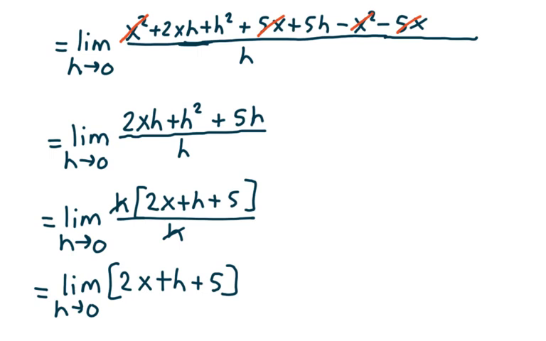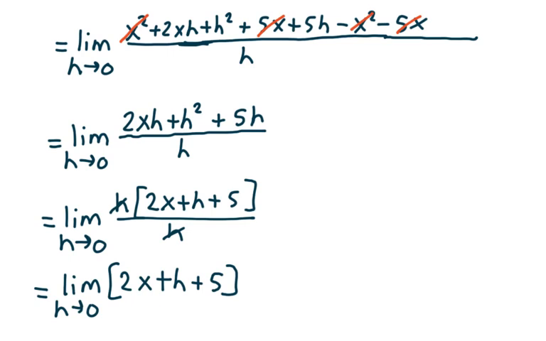And so what I get now is the limit as h goes to 0 of 2xh plus h squared plus 5h all divided by h. Notice how every term in the numerator contains a factor of h. So if there is a term with no factor of h, that means we made a mistake somewhere. Okay. Now, this is the limit as h goes to 0 of h times the quantity 2x plus h plus 5, all divided by h.